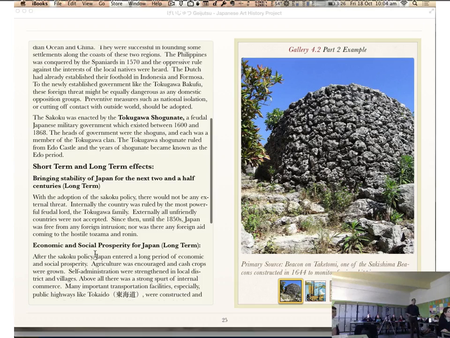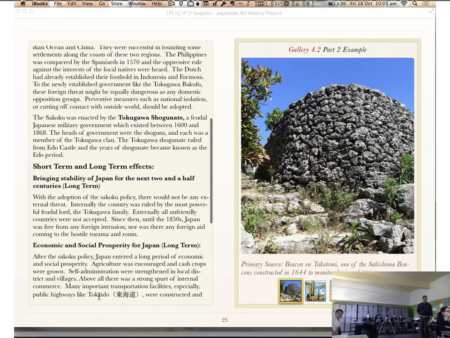All right? So this law was enacted for a long time. You couldn't leave Japan, and no one would come in. So Japan was really nice. Everyone was friends. Everyone got along, because we were all Japanese. And everyone was really cool. All right? So that was one of the long-term effects. Economic and social prosperity. Long-term effect as well.